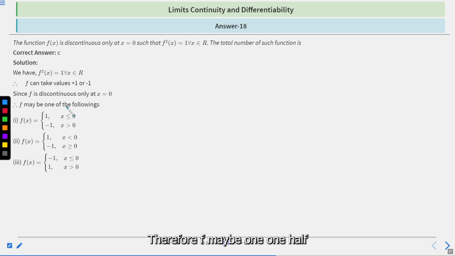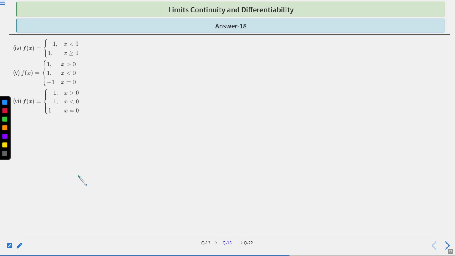Therefore f may be one of the following functions. Case 1: f(x) is 1 when x ≤ 0 and −1 when x > 0. Case 2: f(x) = 1 when x < 0 and −1 when x ≥ 0. Case 3: f(x) = −1 when x ≤ 0 and 1 when x > 0.